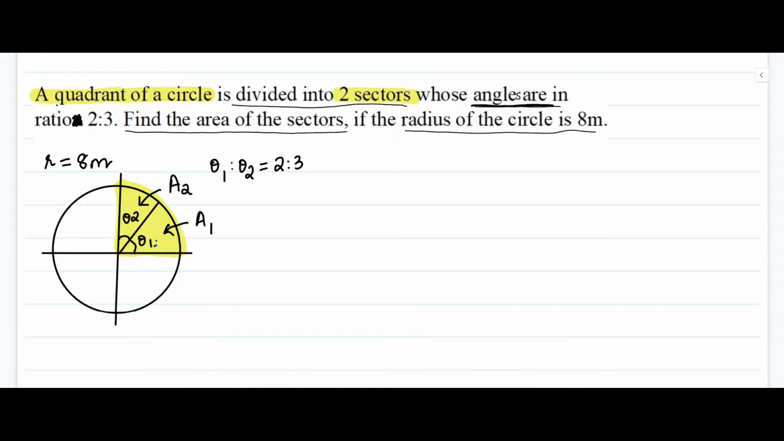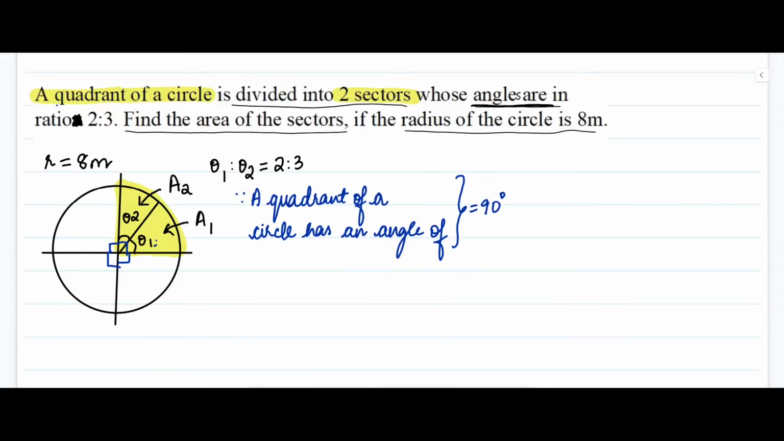They have divided that circle into 4 equal parts, similar to the quadrant system. So when we look into this picture, we can easily say that each quadrant measures 90 degrees, which is the standard condition. So a quadrant of a circle has an angle of 90 degrees. Therefore, angle theta 1 plus angle theta 2 is equal to 90 degrees. In terms of radians, it is pi by 2 radians.